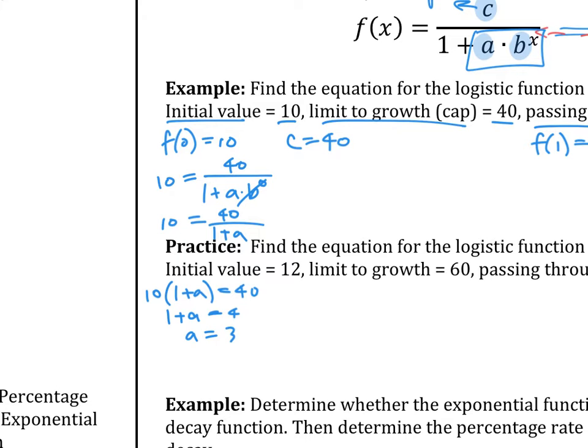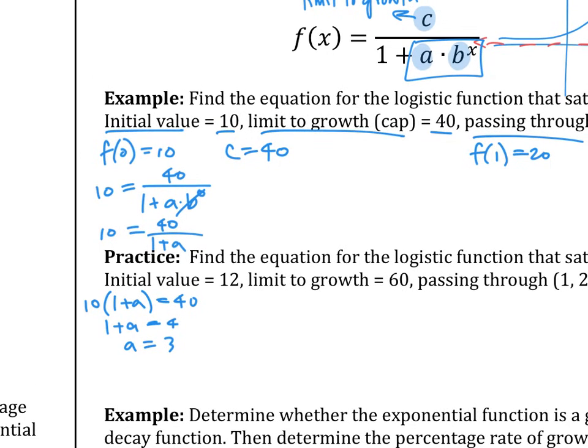All right, we got C, we got A, now we're going to get B. B requires the last piece of information, so f of 1 is 20. So we're going to put 20 in. 40 over 1 plus a, which is 3, times b, which we don't know, to the first. B to the first is just b. So this is just 1 plus 3b in the denominator.